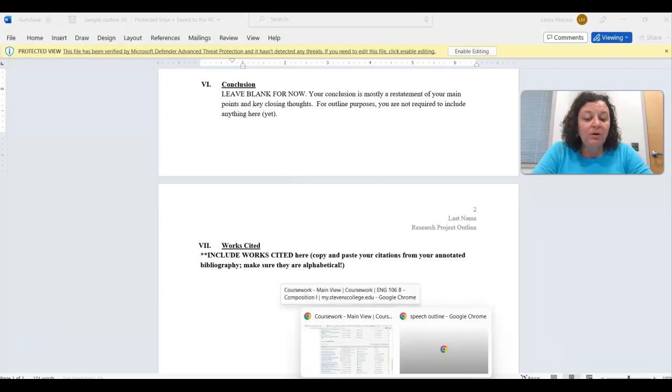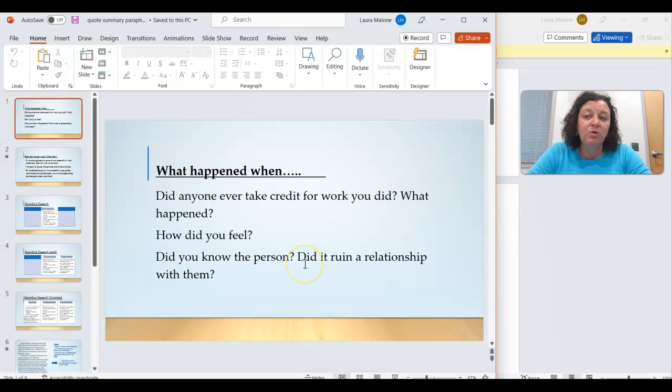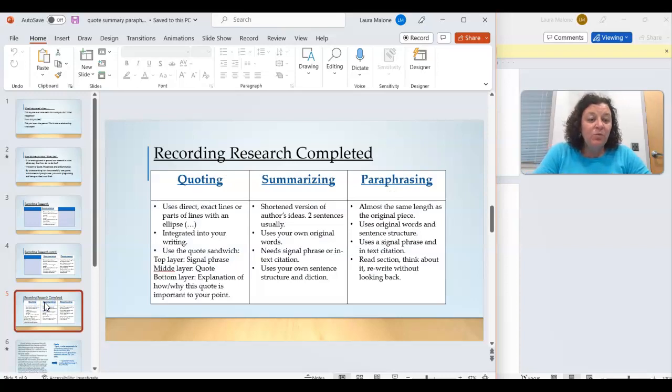So for your citation, if you go to the portal, you're going to see a quote, summary, and paraphrase slide. What this is going to do is tell you the different ways in which you can record somebody else's work into your paper. And you can either use a quote, in which case you take direct words and you put them in your paper with quotation marks and a citation.